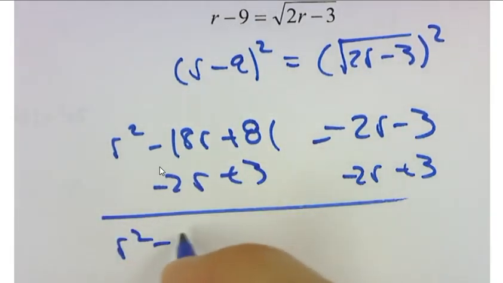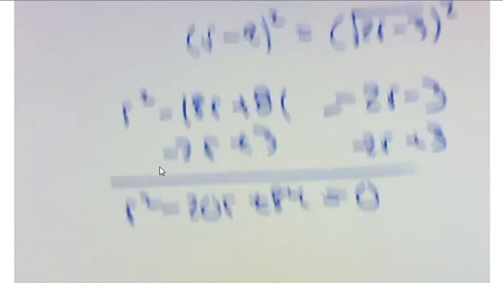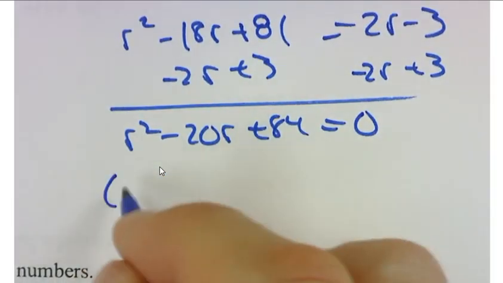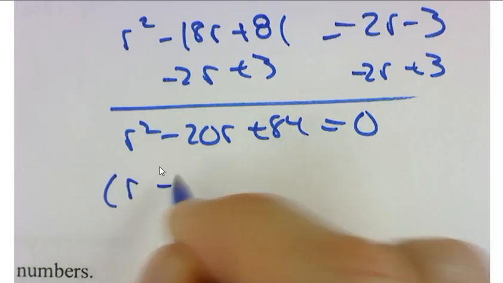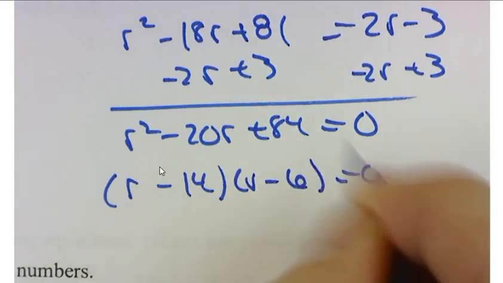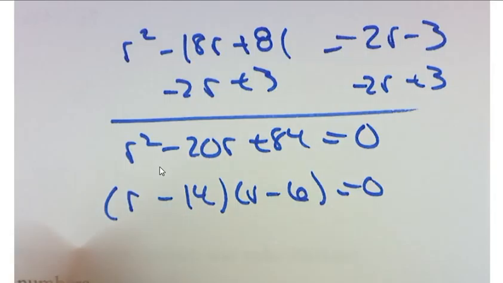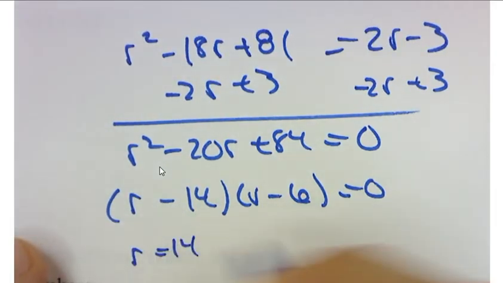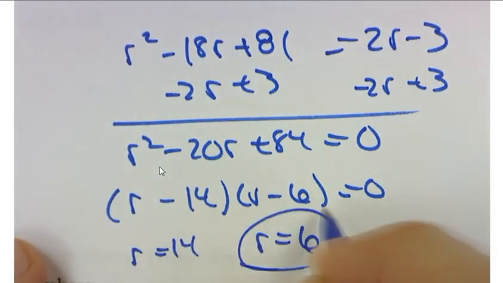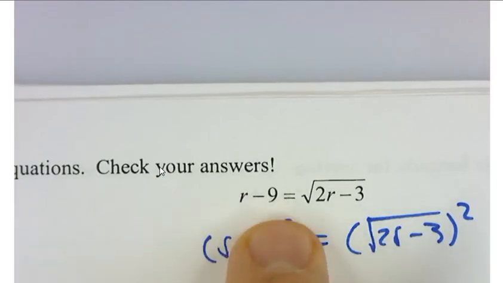r squared minus 20r plus 84 equals 0. I think that's going to factor as r minus 14 times r minus 6. Of course, if you're really stuck, you can use the quadratic formula. If you check these solutions, r equals 14 will work, r equals 6 will not work. Checking back in here, 6 minus 9 is -3, and that's not equal to the square root of 9. So you have to throw that one out.